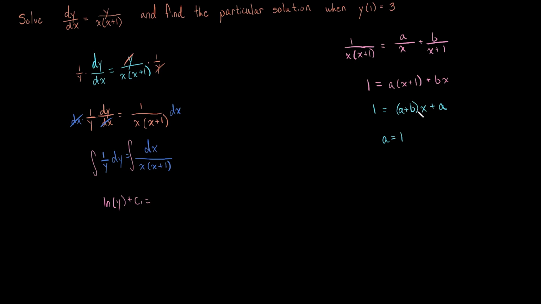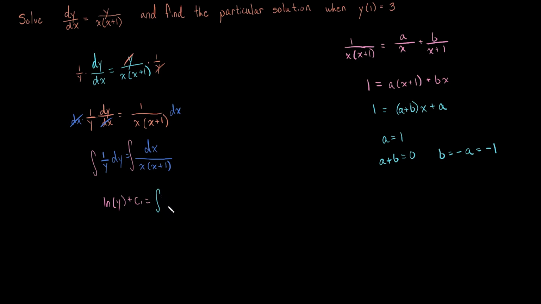There are no x's. So that means A plus B must be equal to 0. So then we know A is equal to negative B. Or, a better way to say it, B is equal to negative A, which is equal to negative 1. So we know B is equal to negative 1 and A is equal to 1. And now we can split this integral into two separate integrals.